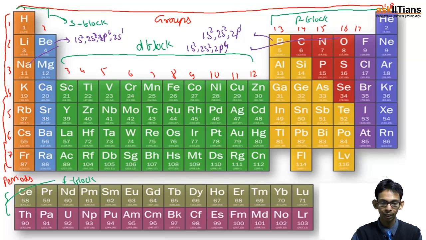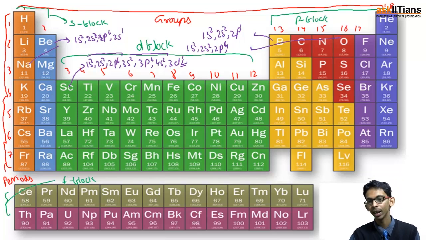Let's write that for scandium. Its atomic number is 21, so it is 1s2, 2s2, 2p6, 3s2, 3p6, 4s2, 3d1. Up to here it's 10, then 20, and 21. So the last electron is entering the D subshell, and similar will be the case with F block elements.